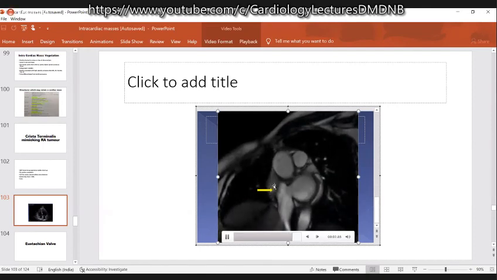You can see again, this is the region, this is the crista terminalis, which actually differentiates two parts of the right atrium. This is the crista terminalis. Okay.